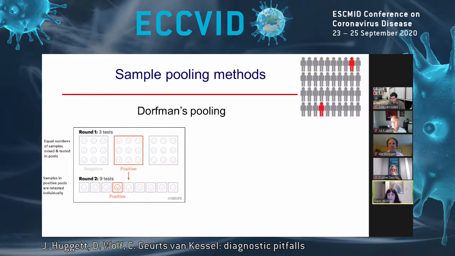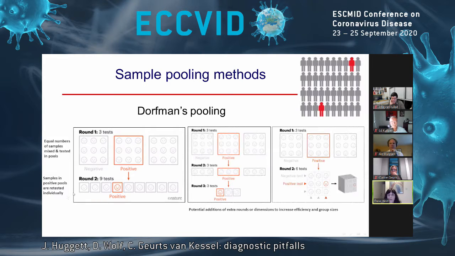So by now, I guess many of you are familiar with the main methods of sample pooling, so I'll be very brief, just mention the most relevant methodologies here. The first, most simple, straightforward and most frequently used is the Dorfman pooling. Here, an equal number of samples is mixed and tested in pools in the first round. All samples in negative pools are declared negative, and all samples in positive pools are retested individually in the second round. So this is a simple scheme, but there are more advanced versions of Dorfman pooling today with potential additions of extra rounds entailing some extra time, or dimensions entailing some extra complexity to increase efficiency and group sizes. Now, these are the more complex, innovative, but less frequently used methods, so I'll not elaborate any further on them.